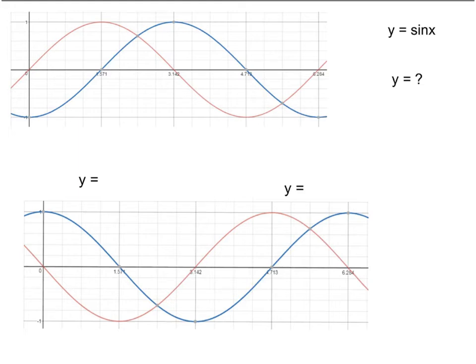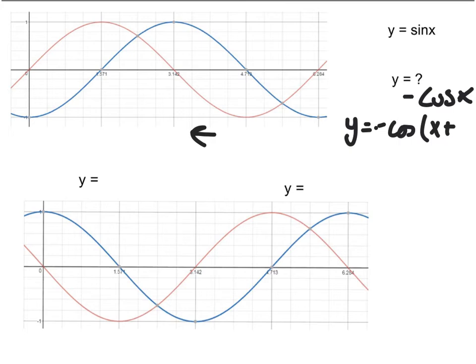If I could write it, negative cosine x. So if I wanted to put those next to each other, I still could move it, but I would want to move it pi over 2 that direction, and that would be left, right? So this would be y equals negative cosine x plus pi over 2, and that would get it on top of it.